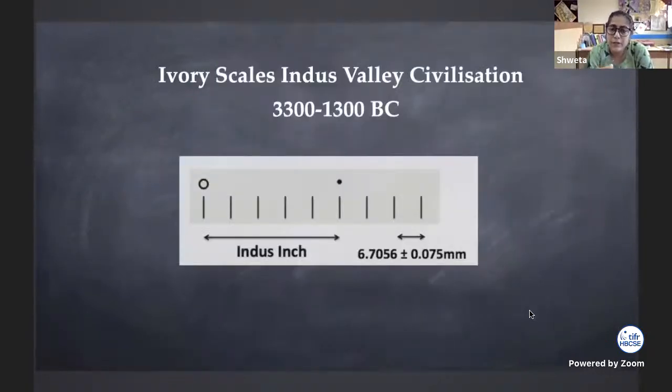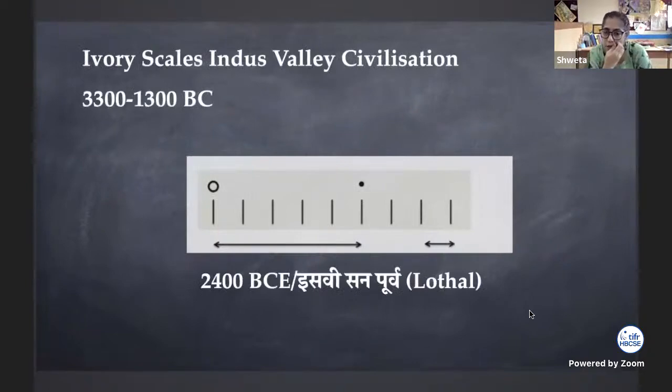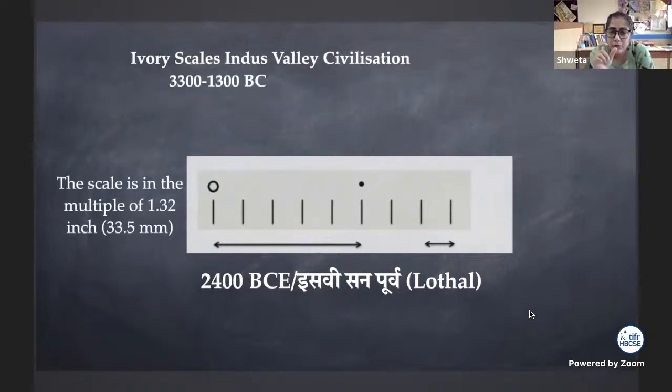What I'm going to tell you about is another sort of cubit, which they called the ivory scale, because it's made from ivory. It follows a similar logic. This scale has 1 inch that they call the Indus inch, and it was found at the Lothal site in Gujarat in 2004. It's dated 2400 BCE. It was found recently, but it's dated back that far. The Indus inch is today's 1.32 inch, so it is very close to what we have right now.